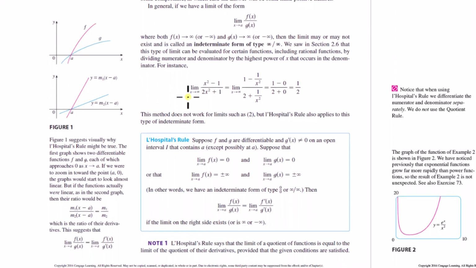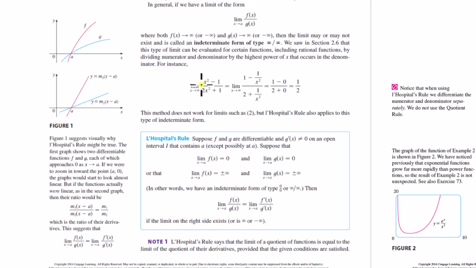If, as x approaches infinity, you plug in infinity, you get infinity over infinity. And we used techniques to solve limits like this. We divided the numerator and denominator by x squared and got 1/2. But similar to what we just saw with 0 over 0, this method doesn't work for this limit. We don't have a method for that. But L'Hopital's rule also applies to this type of indeterminate form as well. So we can use L'Hopital's rule for an indeterminate form of type 0 over 0 or of type infinity over infinity. Okay, so what is L'Hopital's rule?